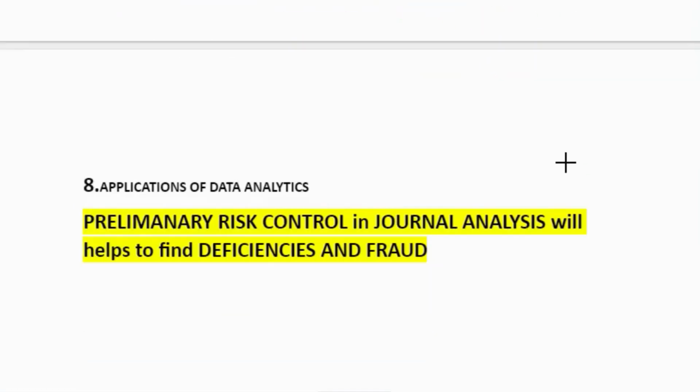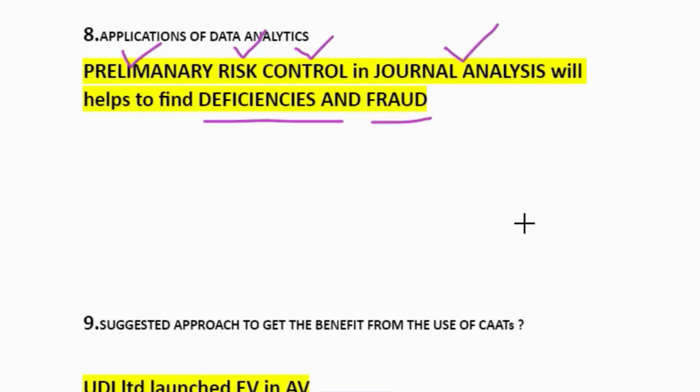Next question is applications of data analytics. So how to remember? Preliminary risk control in journal analysis will help to find deficiencies and fraud. Preliminary for preliminary analytics. Next risk for risk assessment. Next control testing. Next journal analysis for non-standard journal analysis. Next deficiencies for evaluation of deficiencies. Next fraud for fraud risk assessment.